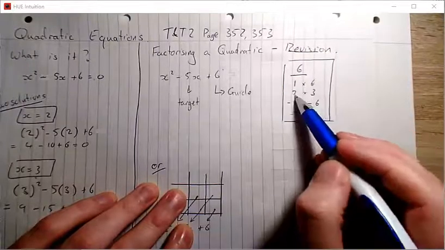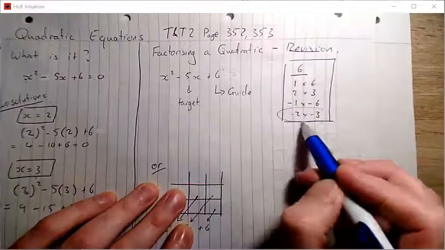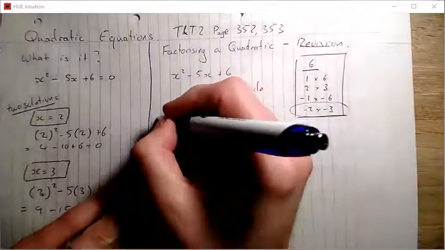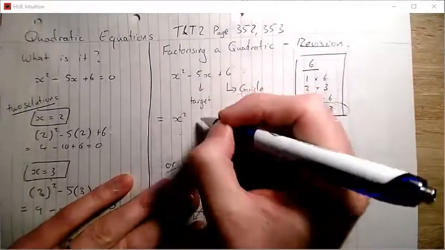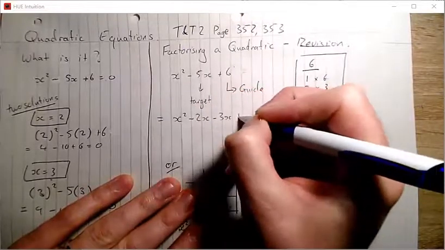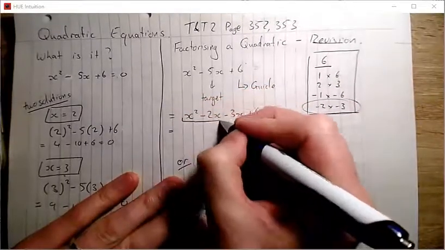So that's 7. 2 and 3 is 5, but we want -5. So it's -2 and -3. That's what gives us our target. And then we come along and we break up this expression. We say, well, x squared minus 5x I can write as x squared -2x -3x plus 6. What do we do next? You say, factorize this by parts.